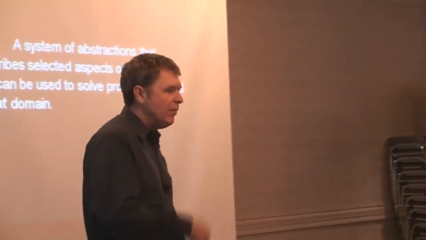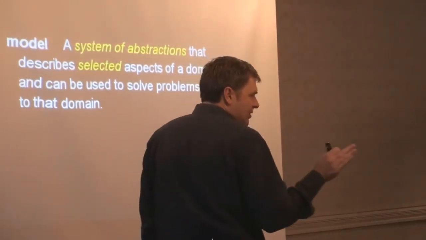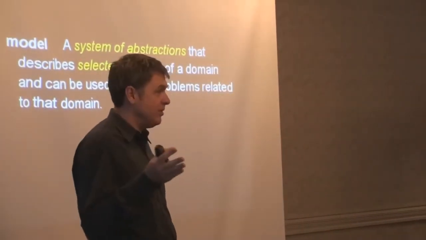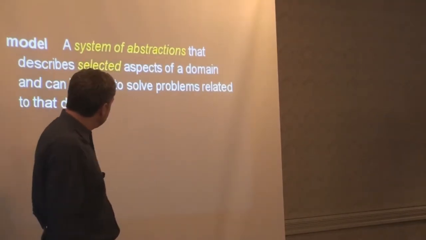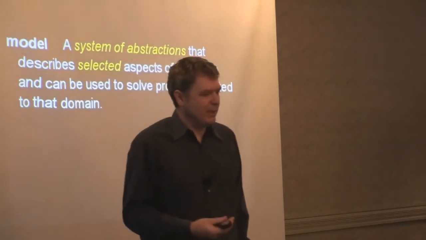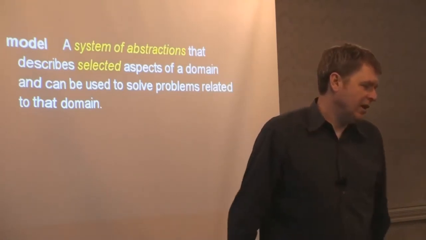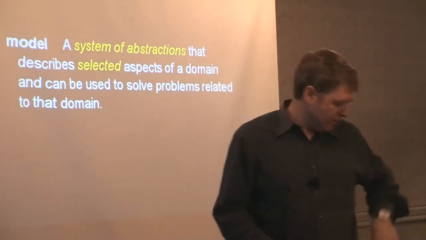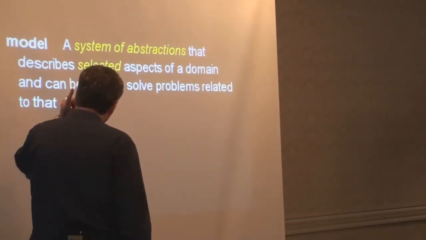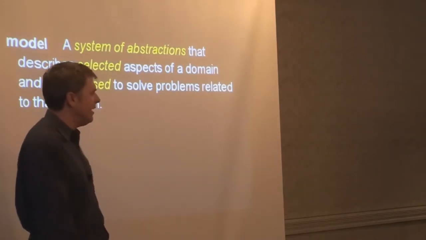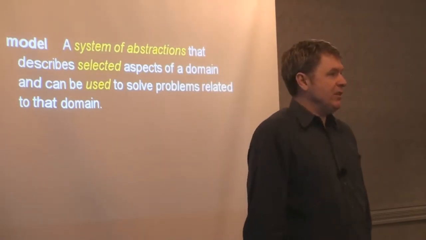So, to me, the model is not a UML diagram or a map or any of these things. It is a system of abstractions, which can sometimes be used to make such things, communicated through those things. A system of abstractions that describes selected aspects of a domain. Making the model definition a little more broad is important to my next point. But I want to emphasize this part. It can be used to solve problems related to that domain. A model that we have no particular use for is of no interest.